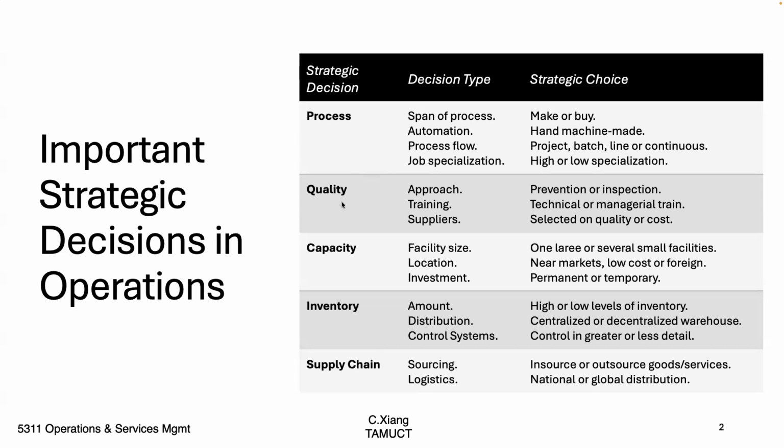Next, consider quality-related decisions. A key choice here is whether quality management is primarily inspection-based or prevention-based. We will return to this distinction when we study quality management in more depth. For capacity, typical decisions involve facility location and size. Should a company rely on one large facility or several medium-sized factories? Should production be located domestically or overseas? These decisions directly affect cost, flexibility, and risk.